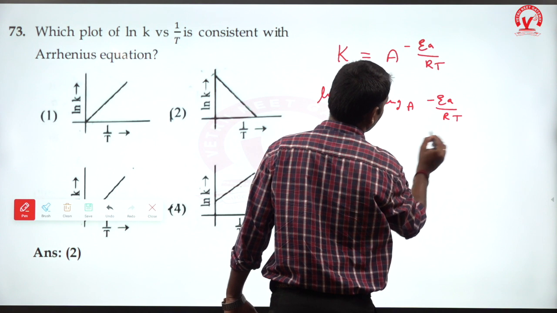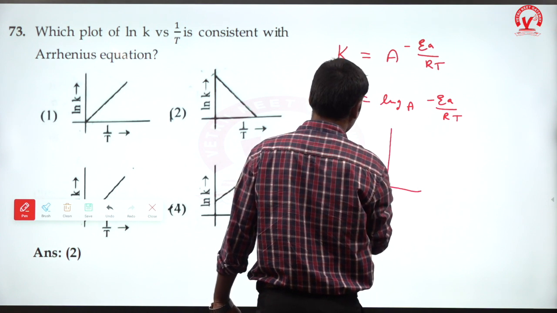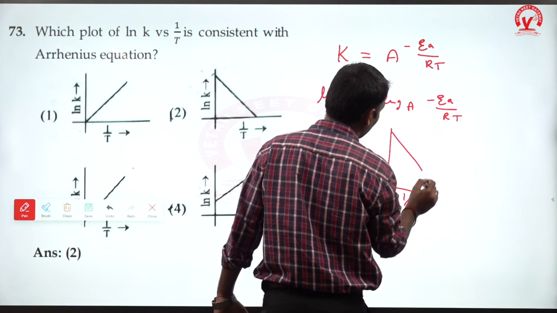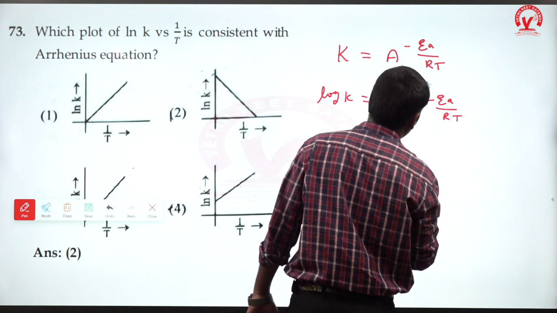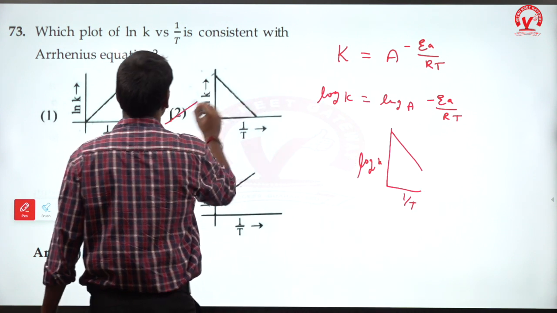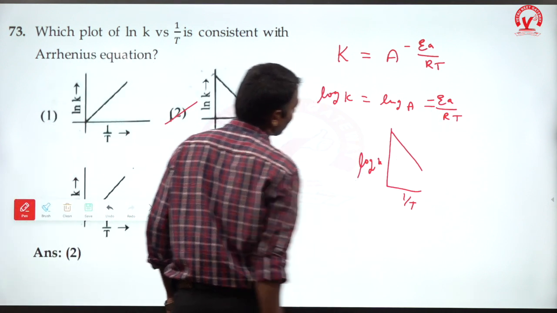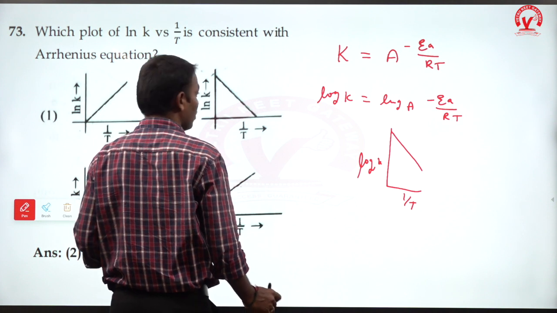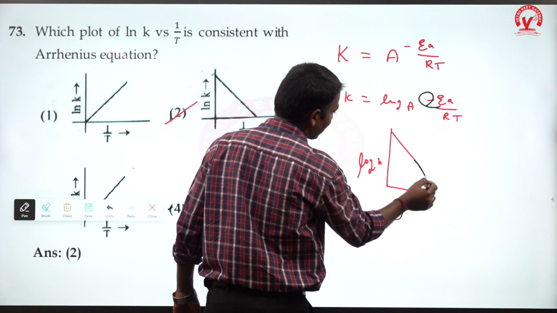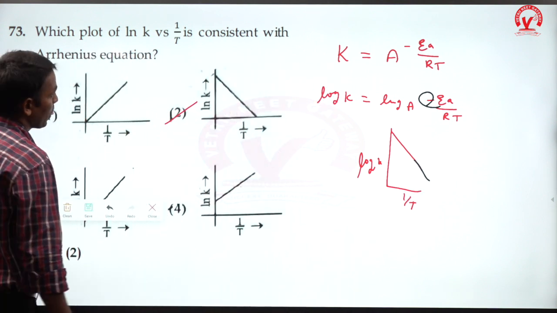RT. If you take the graph of log k versus 1/T, we will get a negative slope, right? So option 2 is the correct answer, because of the negative sign we have here. That is the reason why we get a negative slope graph, so option 2 is the correct answer. We'll move on to the next question.